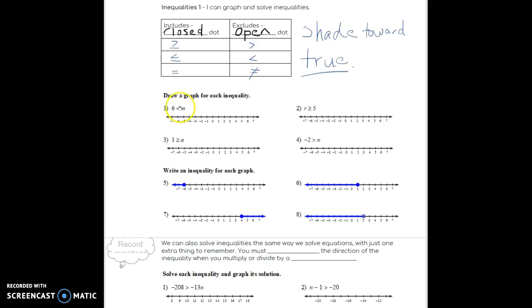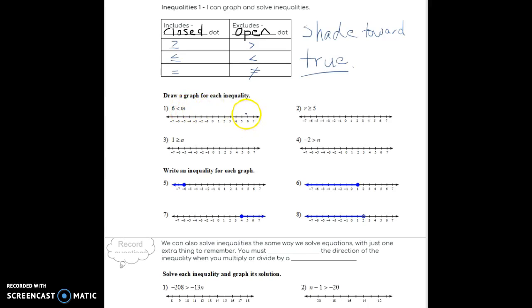So for this one, I have 6 is less than m. So open or closed dot at 6? Is there a line underneath? No line underneath, so it's going to be open. So I have an open dot at 6. And then I need to figure out which way to shade.